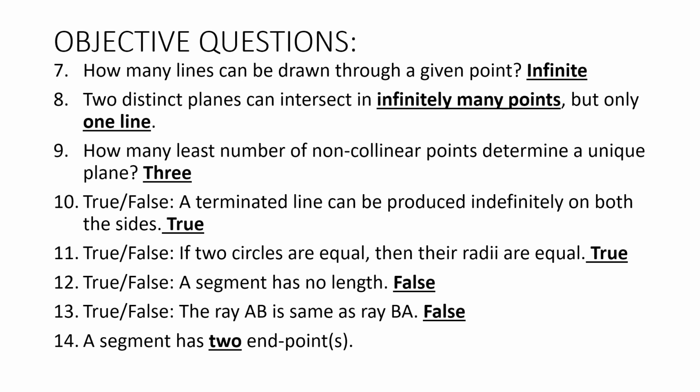True or false? The ray AB is same as ray BA. That is false, because ray AB has the initial point A and the point B. From that you can extend the ray indefinitely. While for ray BA, the initial point is B and from the point A you can extend the ray indefinitely. 14th one, a segment has two end points.